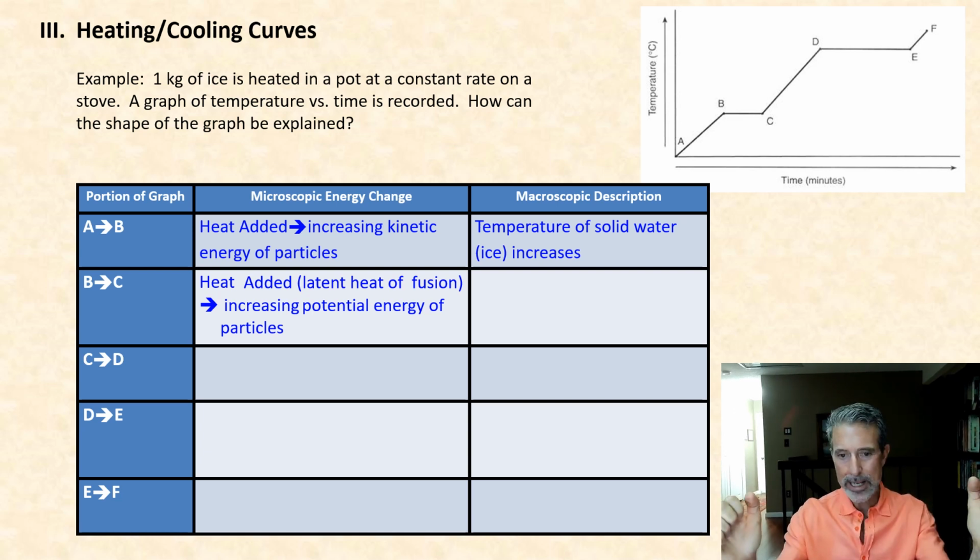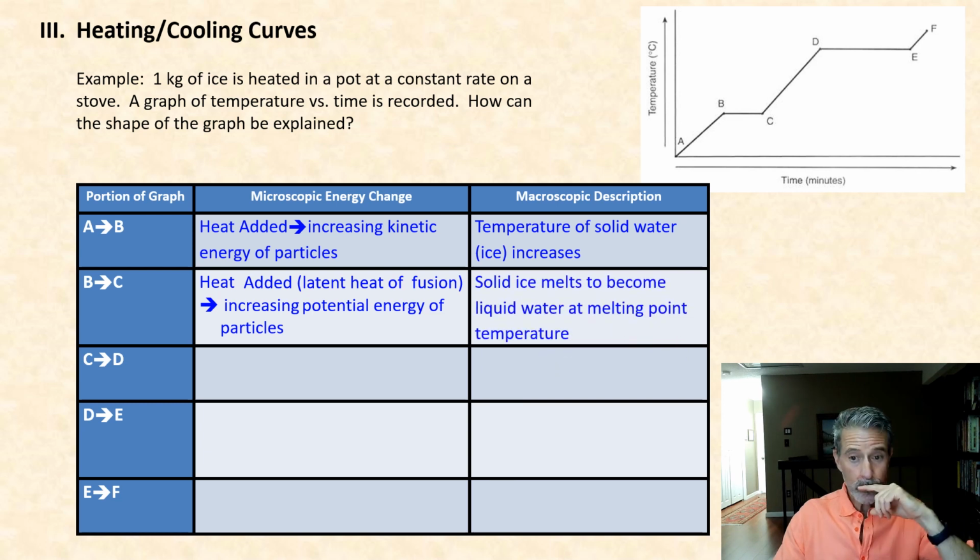We can say that in a solid the particles are close together, in a liquid they're further apart. So we're bringing about the phase change not by increasing the kinetic energy of the particles, but by increasing their potential energy to move them further apart. Energy must be added for that to happen. So this is where the phase change happens.